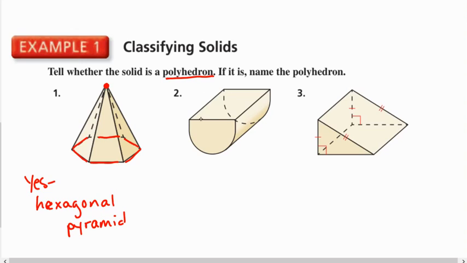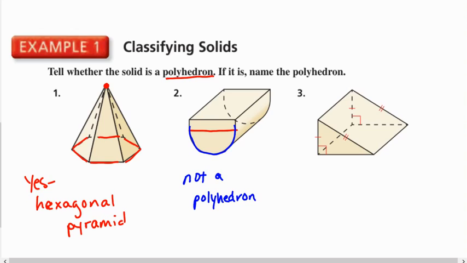Here, in this next figure, we have a flat face on the top. We have a flat face on the side, and this looks like a semicircle, maybe a semicircle with a rectangle joined together. But because this edge down on the bottom is curved, we're going to say this is not a polyhedron.